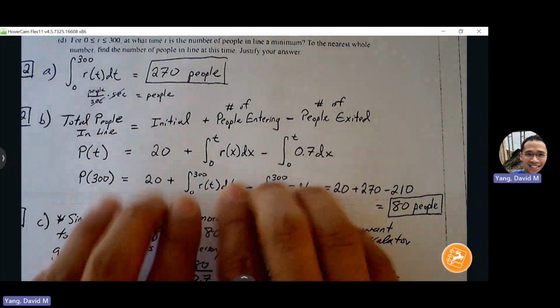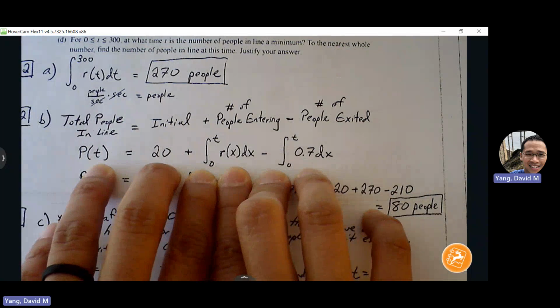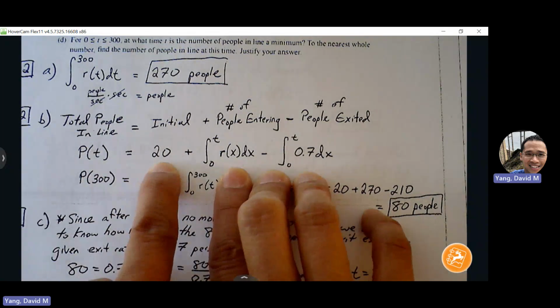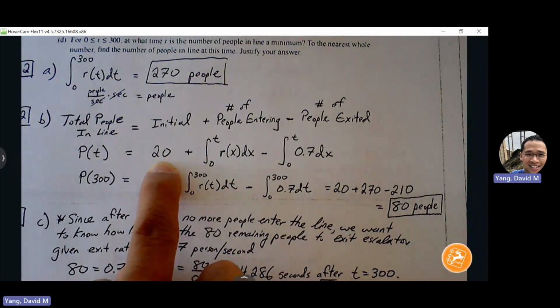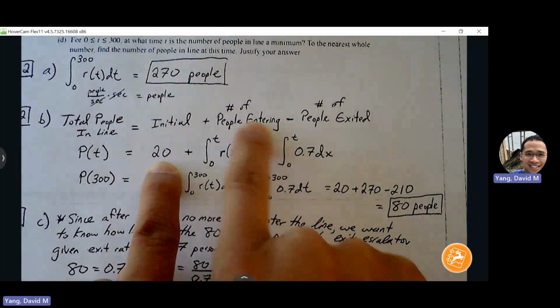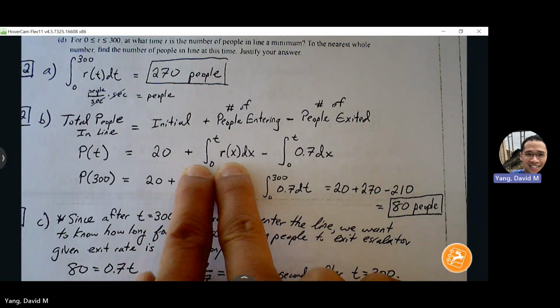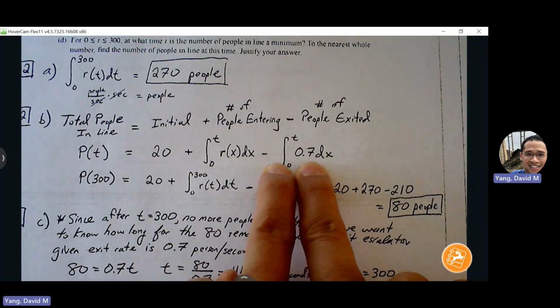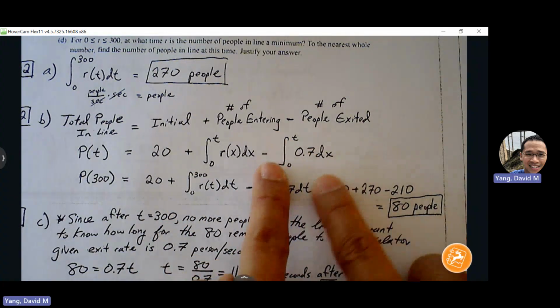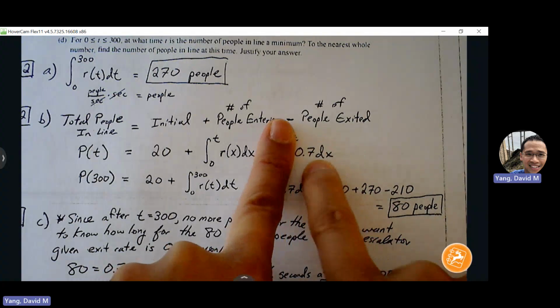So here's our P of t equation. I want to find the derivative, so I can find the slope, set it equal to 0, and find critical points. What's the derivative of 20? 0. What's the derivative of this integral of r of x? Just r of t. What's the derivative of this integral of 0.7? Just 0.7. Because if I take the derivative of the integral, this wipes out, and I'm just left with 0.7.